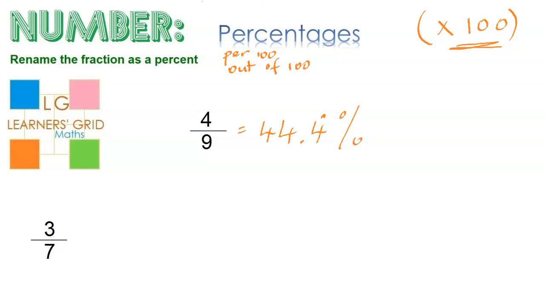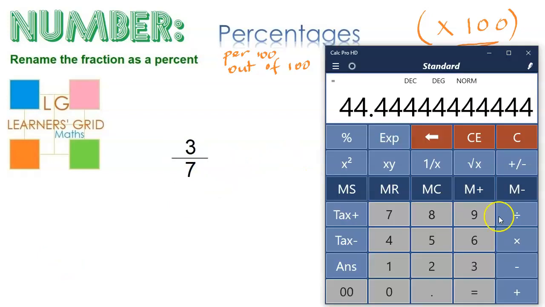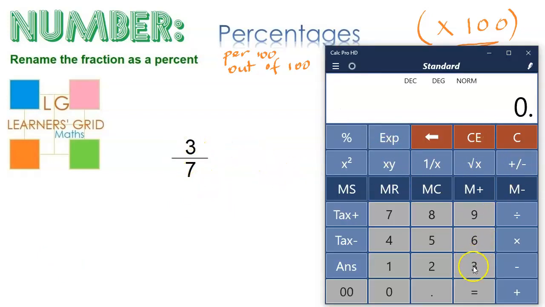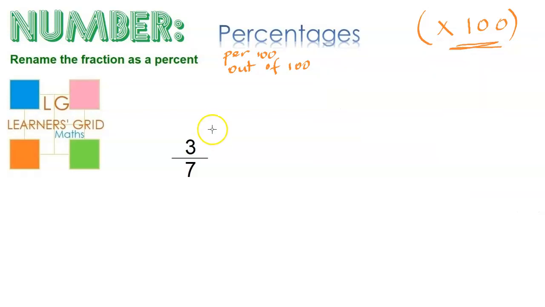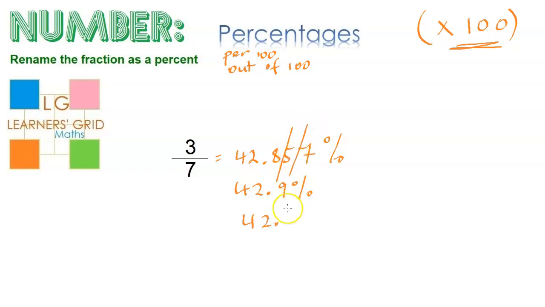Okay, let's move on and try 3 out of 7. Let's go in reverse order this time. Let's use the calculator and find out what 3 out of 7 is. 3 divided by 7, hit the percent button, equals. And there you go, 42.857%. If we want to round it off to one decimal place, it'll be 42.9%. If you wanted to round it off to two decimal places, 42.86%. So, three different answers.